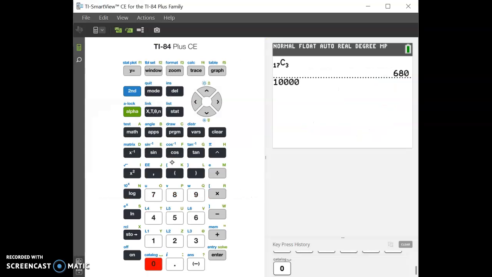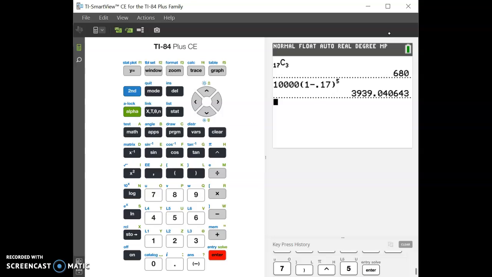So when I do this on my calculator, I'm going to do 1 minus the 17%, and then do it after 5 years. So put an exponent of 5. Okay, and we get only about $39,039.